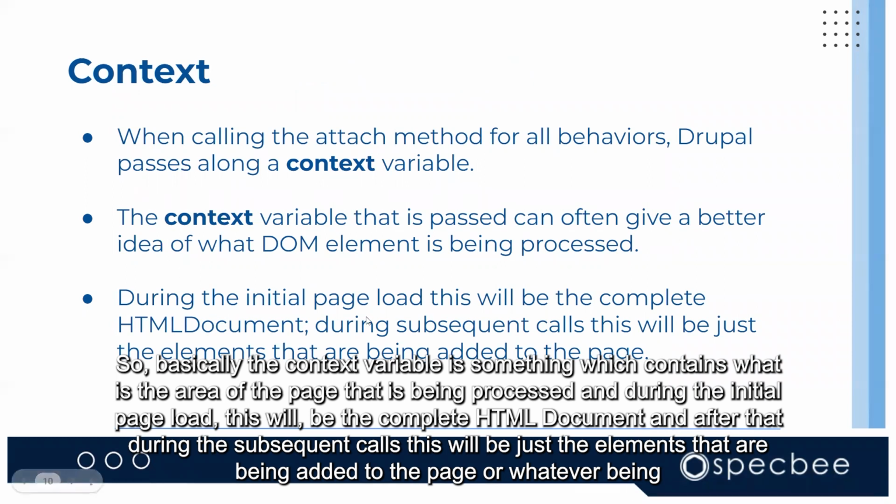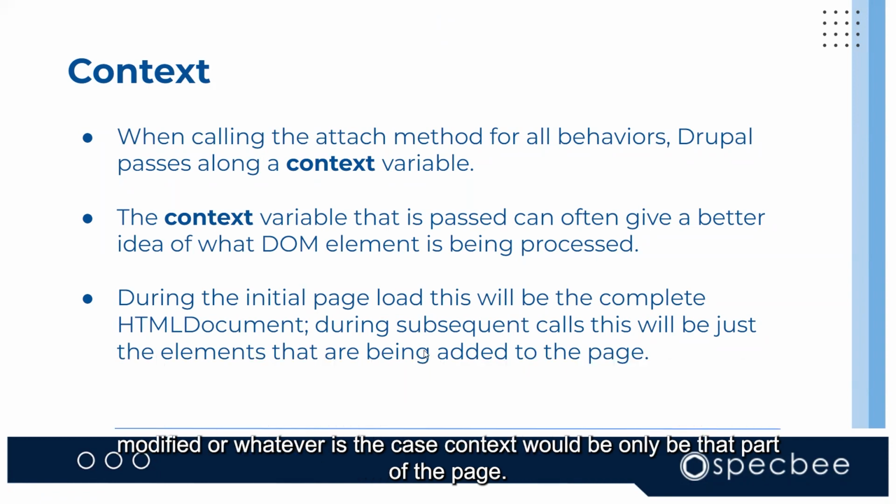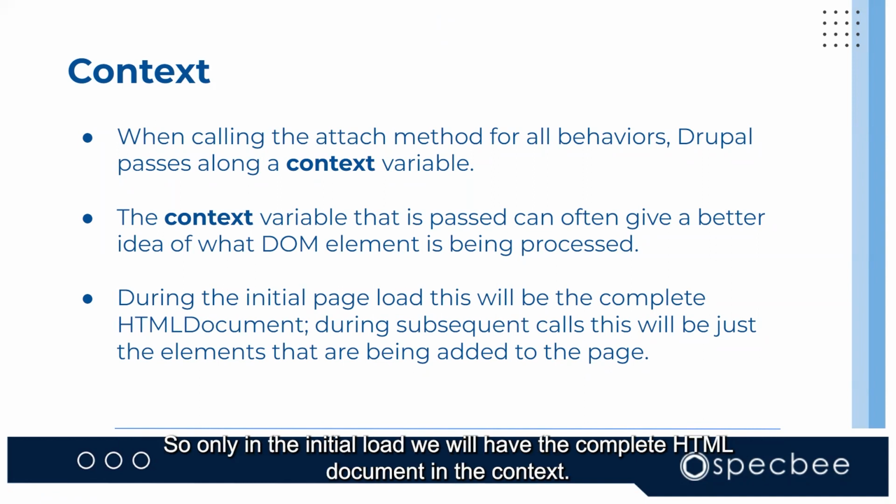And during the initial page load, this will be the complete HTML document. And after that, during the subsequent calls, this will be just the elements that are being added to the page, or whatever is being modified or deleted, whatever is the case. Context would only be that part of the page. So only in the initial load, we will have the complete HTML document in the context.